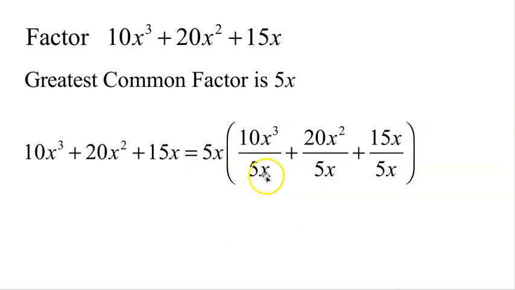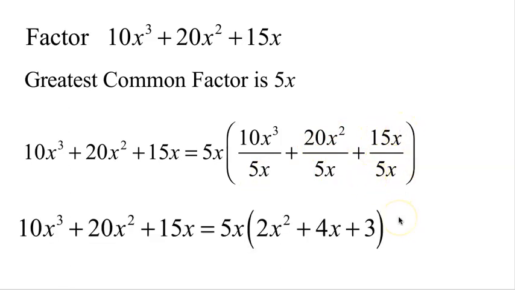10x cubed divided by 5x is 2x squared. 20x squared divided by 5x is 4x. 15x divided by 5x is 3. And you can certainly check your answer by distributing. 5x times 2x squared, 10x cubed, check. 5x times 4x, 20x squared, check. 5x times 3 is 15x, check. Always a good idea to check your answers as you're doing factoring.